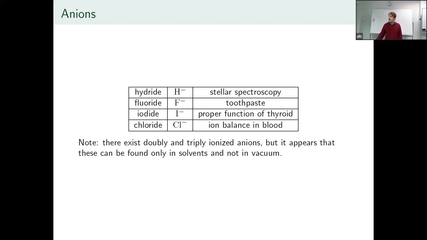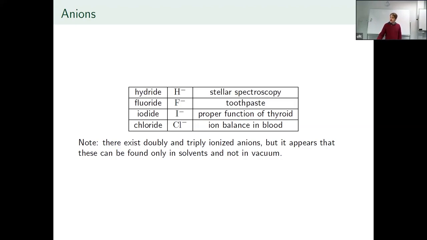Fluoride is added to toothpaste. Iodide is important for a properly functioning thyroid. That's why people go to the sea, because sea salt contains lots of these ions. People with thyroid malfunction are advised to go to the sea for this reason. Chloride, everybody knows it's from salt, but it also exists in vacuum and is important for ion balance in blood, etc., etc.